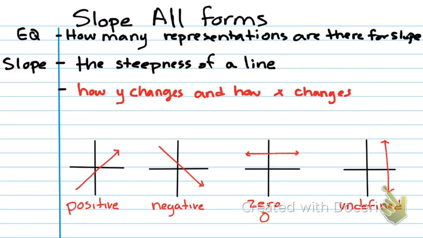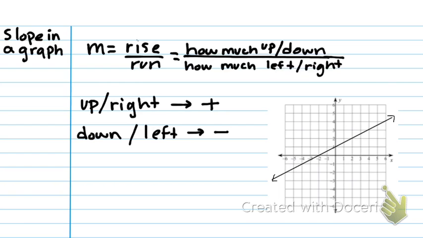Okay, so let's see how we find a slope when we have a graph. So we know that for a graph we use the rise over run, and the rise is going to be how much it goes up and down, and the run is going to be how much it goes left and right. Okay, so a few things we have to remember: if you go up or if you go right, your number is going to be positive, right? If you go down and you go left, your number is going to be negative. So let's do an example right here.